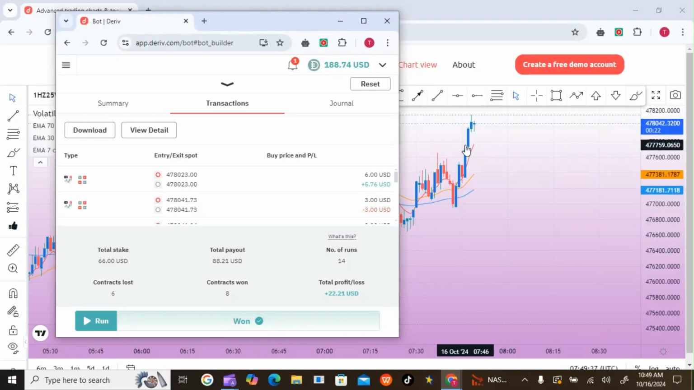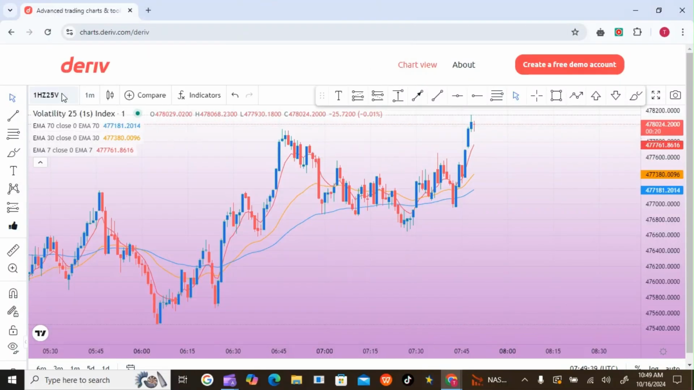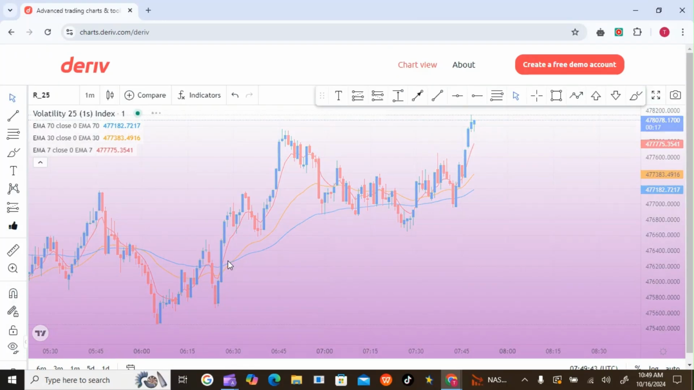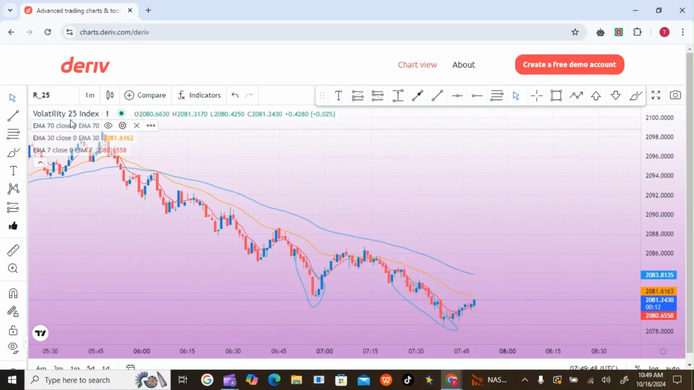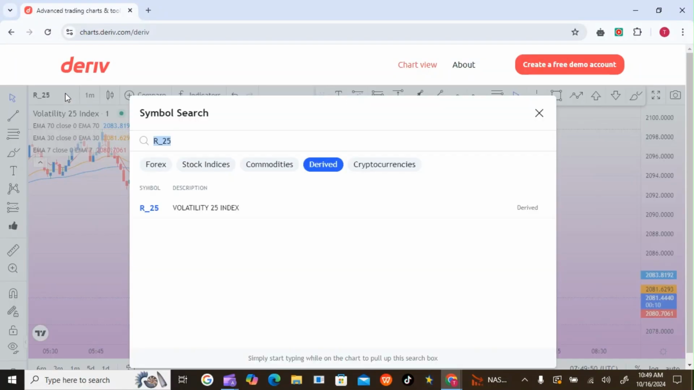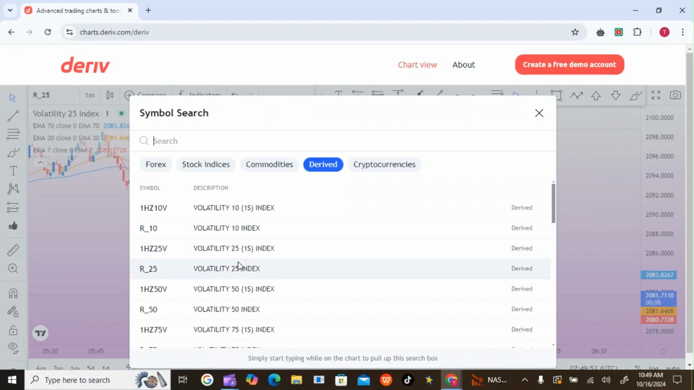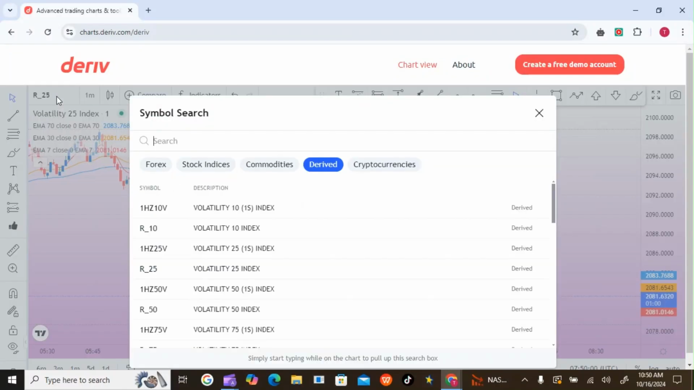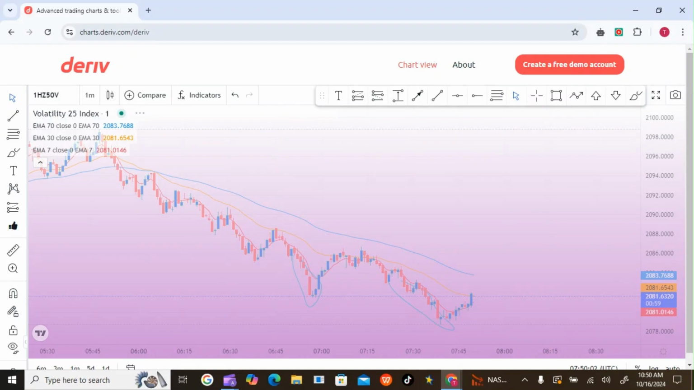So let's look for another market which is a bit better. We check for the down direction, so we want to see candlesticks appearing below and they are red in color. And then let's check volatility 25, still not a good market for that trading.